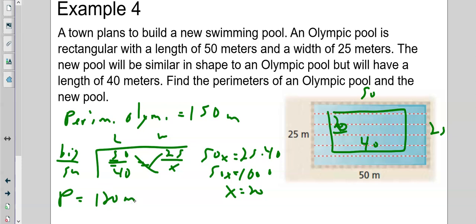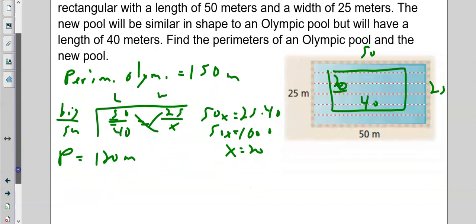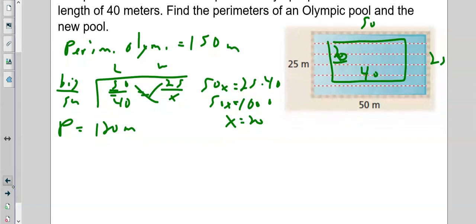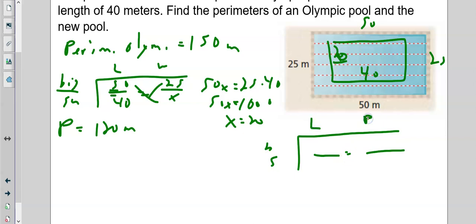Now I'm going to show you with the new rule we just learned. And we're going to set up this way. So we're going to have big and small. And we're going to have the length that we know and the perimeter, because it has the same proportion. So the big length is 50, and the small length is 40. The big perimeter we figured out was 150, and now we're trying to find out this perimeter. So we're going to cross multiply.